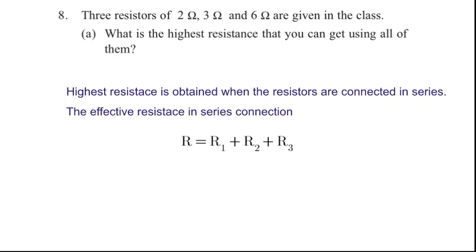resistor in series. The effective resistance in series connection is R equal to R1 plus R2 plus R3. Let us consider R1 equal to 2 ohm, R2 equal to 3 ohm and R3 equal to 6 ohm. So we will be left with 2 plus 3 plus 6 equal to 11 ohm.